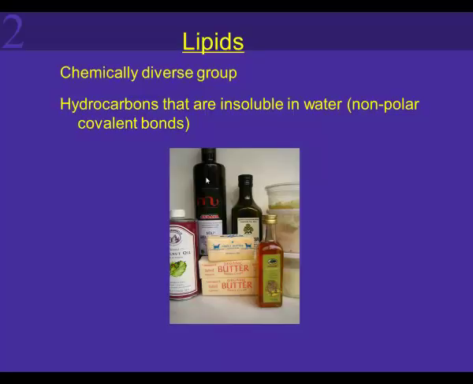All right, the next group that we're going to discuss are the lipids. And the lipids are very interesting. They are a very chemically diverse group. And what's interesting about them is that just about the only characteristic that unites them is the fact that they are all hydrocarbons, meaning they contain lots of carbon and hydrogen atoms that are insoluble in water. And so as soon as you hear that, you should be thinking these are nonpolar covalent bonds. Examples of some lipids that you might be familiar with include walnut oil, olive oil, and butter.